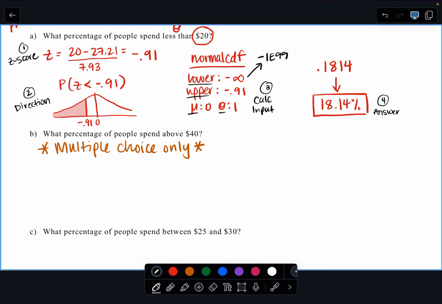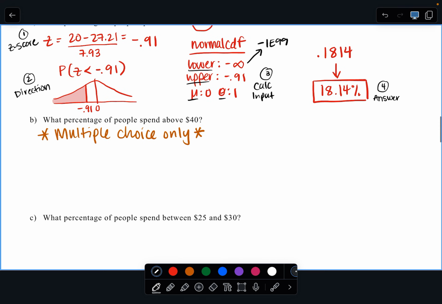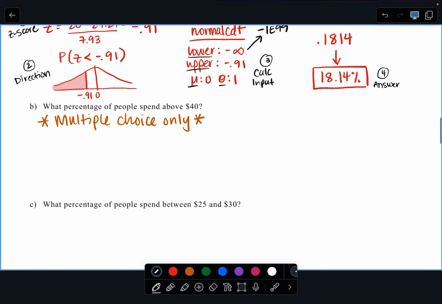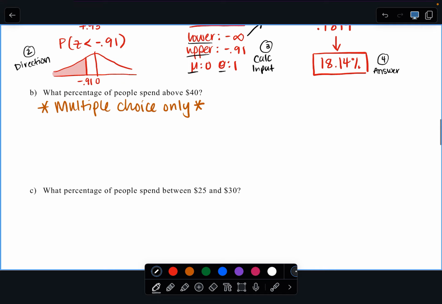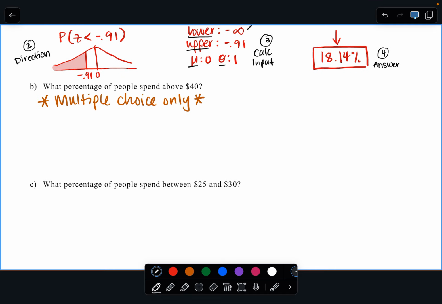Multiple choice is where the game changes because in an FRQ you're always using 0 and 1 since you're always finding a z-score. If I had this question part B on the multiple choice section, I'm not approaching it in the same way. The first thing I'm going to do is see, okay, they want to find above 40. So in this part, you don't even have to draw a picture. I'm going to draw a picture just so you know what we're talking about.